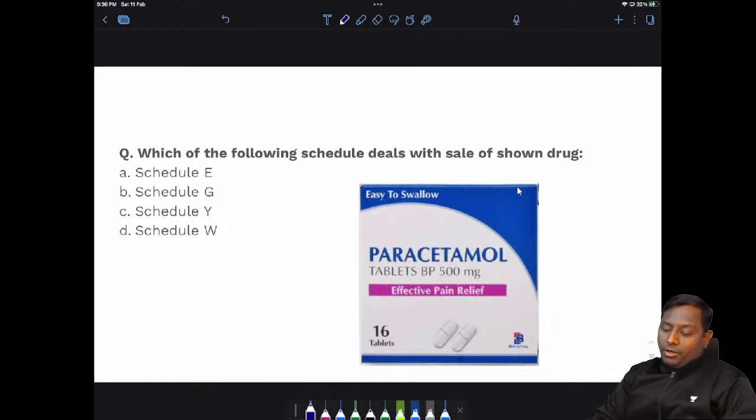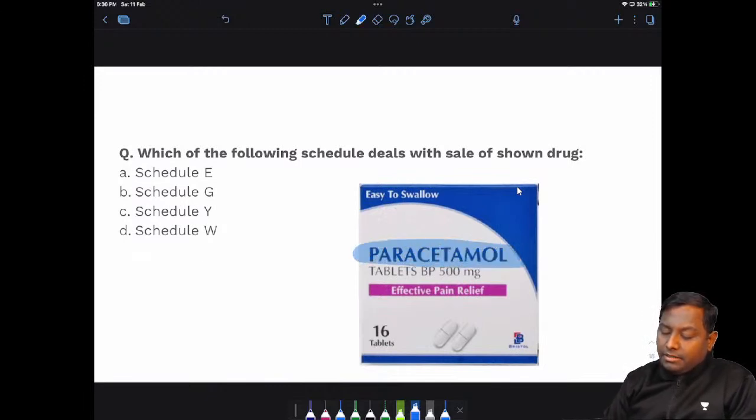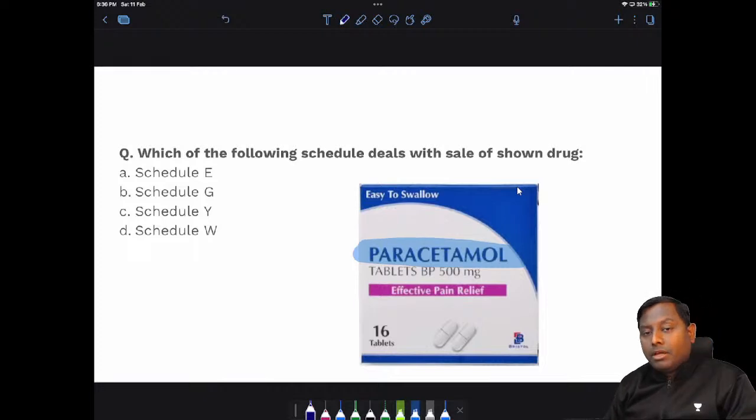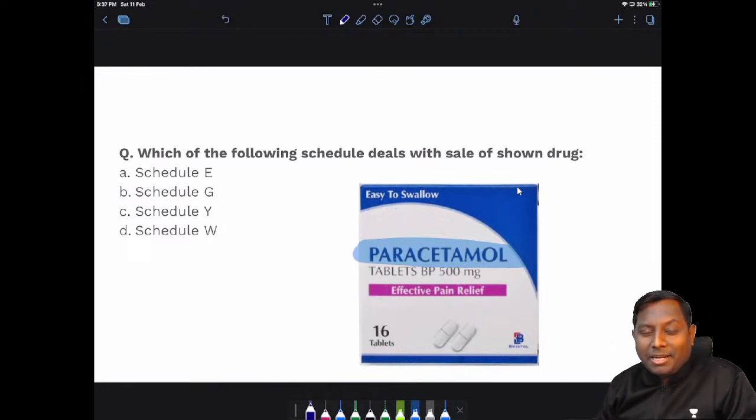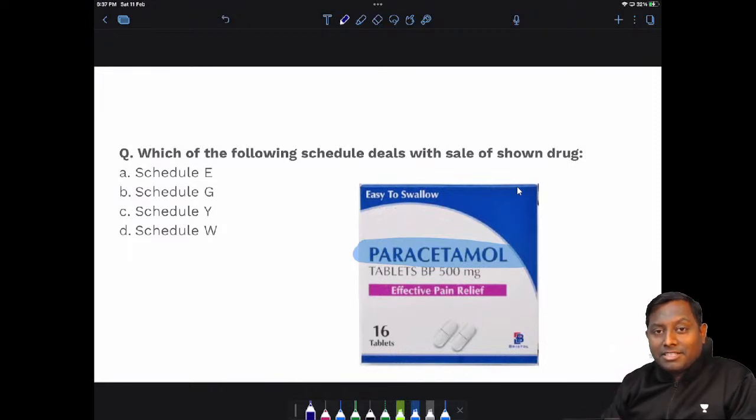Which of the following schedule deals with the sale of the shown drug? So there is a drug name that is given here. If you see, very easy drug. एक ड्रग का नाम बस दे दिया गया और पूछा गया कि which of the following schedule deals with the sale of the following drug? Can you tell me? Schedule E, Schedule G, Schedule Y, Schedule W. So again, this is just an image based question. So we are trying to give you some information. So it's not only images that are important, it's actually whatever we are discussing around these images are also important.